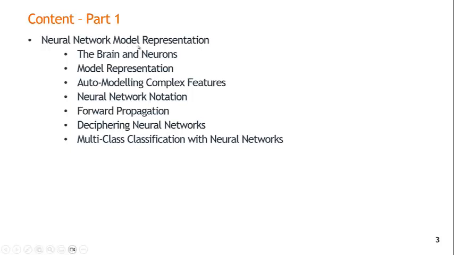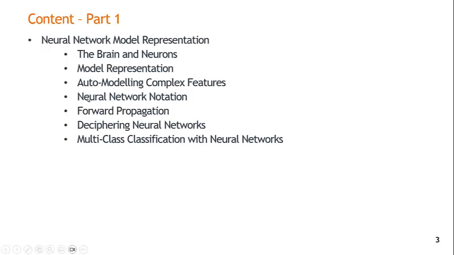So when we talk about neural network model representation, first we'll talk about the brain and neurons. This is the inspiration for neural networks. Then we'll go from here to mathematical representation, model representation. And we'll show how this model can auto-model complex features. We've seen complex features before. We've taken some features and squared them and combined them algebraically. And neural networks do this automatically.